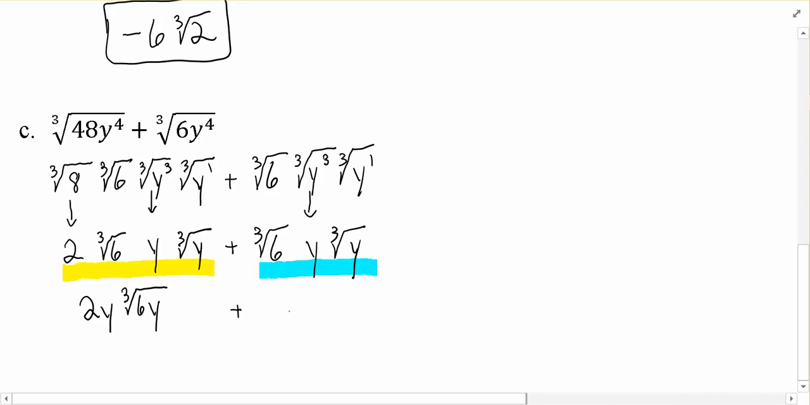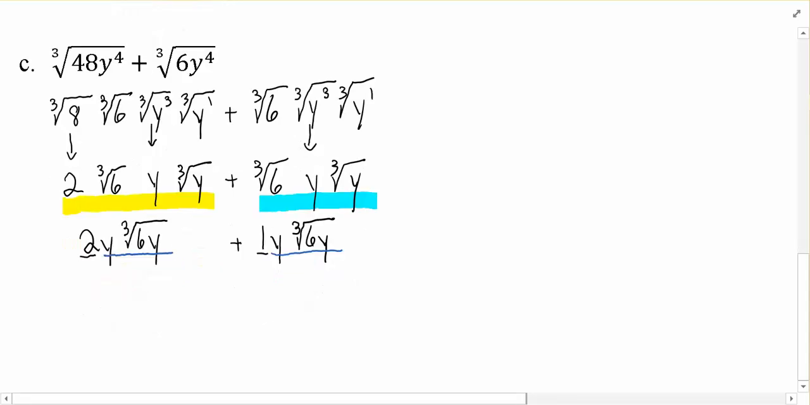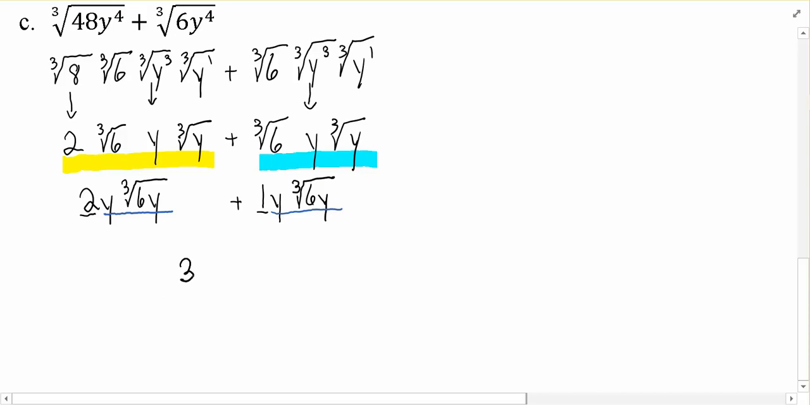Now for the stuff underlined in teal, outside the radical, I have a y. I'm going to write 1y because, again, it helps sometimes when we're talking about coefficients to explicitly write that 1. Now I want to say, do we have like radicals? I have y cubed root 6y. I have y cubed root 6y. Those are the same. So I'm going to add my coefficients of 2 and 1 together to get 3. Y cubed root 6y. And that's my final answer.